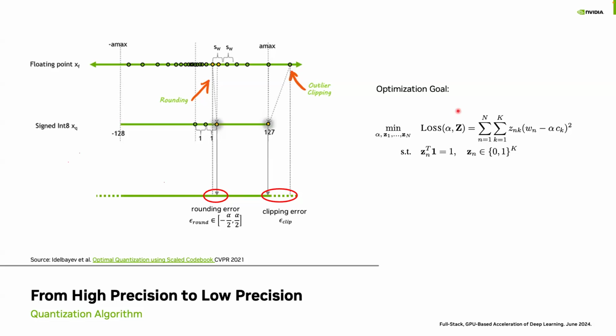And there are actually different kinds of algorithms to solve this problem. For example, in our previous CVPR work, we proposed a generic algorithm that works for different kinds of codebooks, like int8, int4, or even FP4, where we optimize the scale factor and the value assignment in an iterative way to get the optimal solution. The link will be provided, and you can check more details if you are interested.